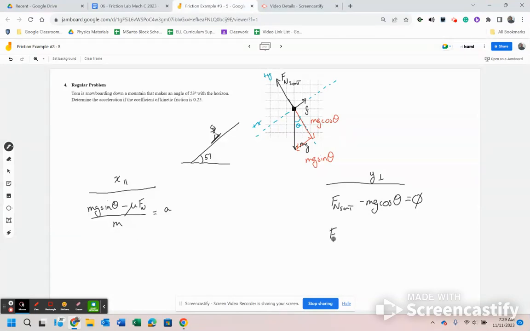So we know the normal force will ultimately equal mg cosine theta. And we can substitute in. So we have mg sine of theta minus mu times mg cosine theta all over m is equal to a. I have an m in each term, so that'll divide out. I'm left with g sine theta minus mu g cosine theta. So this is going to be g times 0.8 minus 0.25 times g times cosine of 53, which is 0.6.